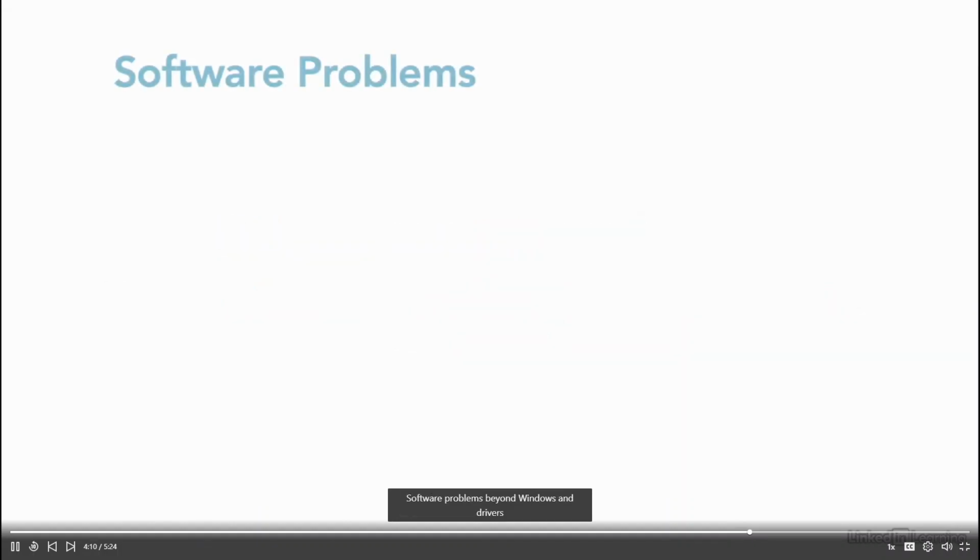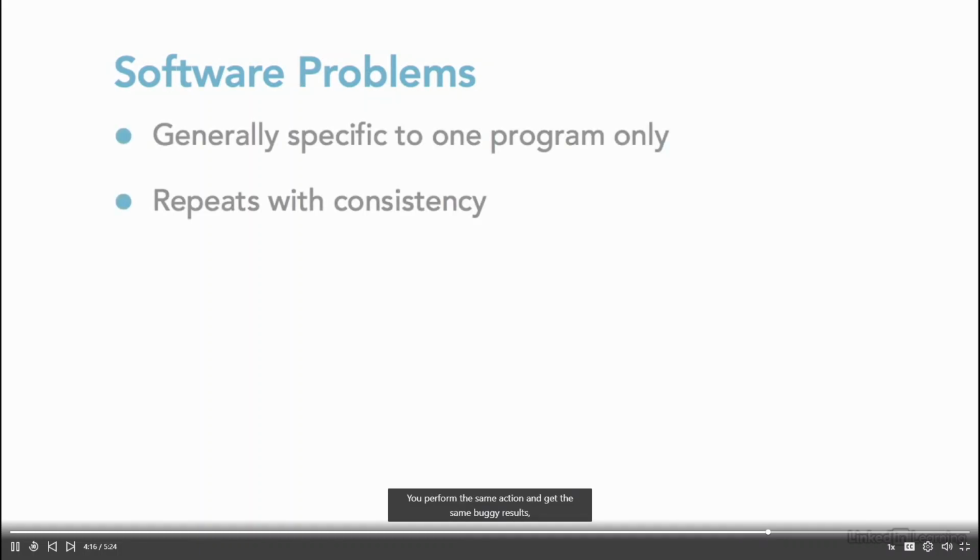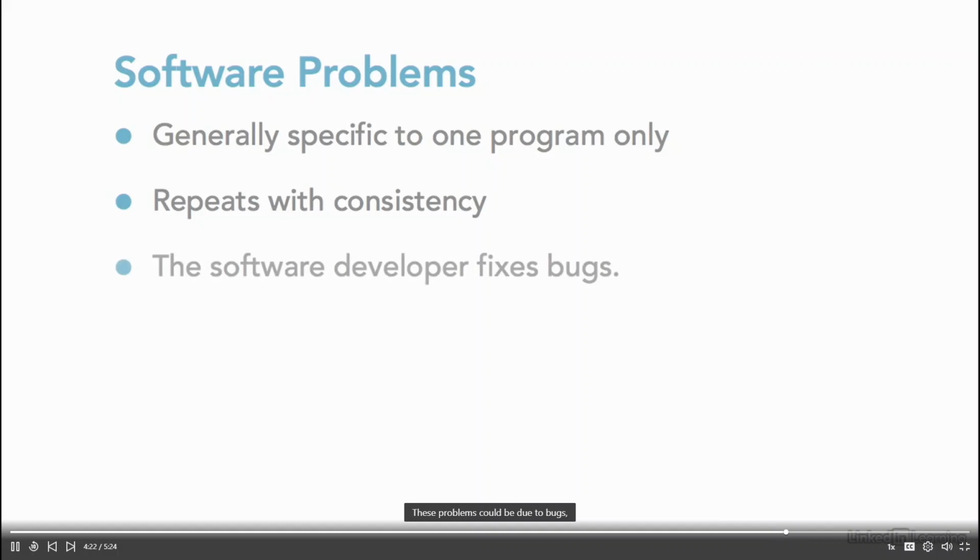Software problems beyond Windows and drivers are specific to one program only, and usually they're consistent. You perform the same action and get the same buggy results, a crash, or some other malfunction. These problems could be due to bugs or the sign of an improper software installation. If the problem is a bug, then it must be addressed by the program's developer. The best you can do is to check the developer's website and ensure that the bug exists. This topic is covered in another movie.